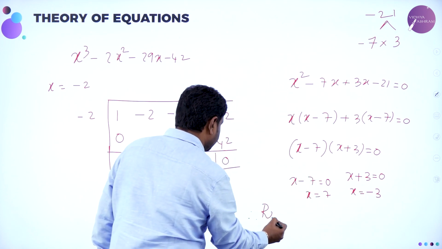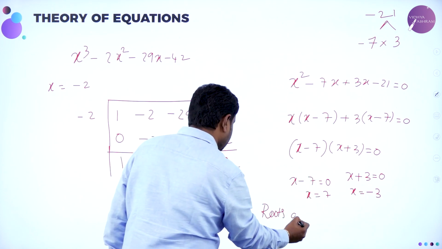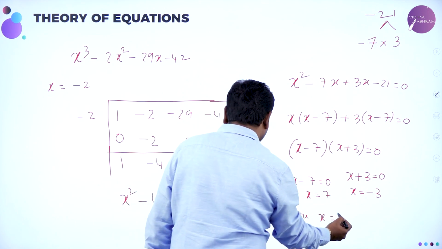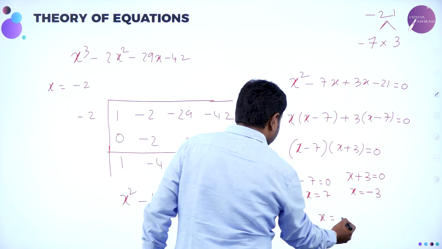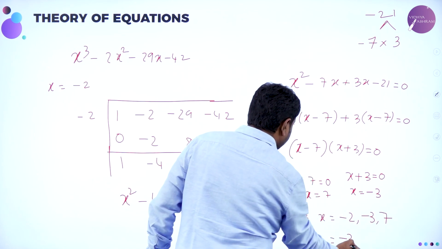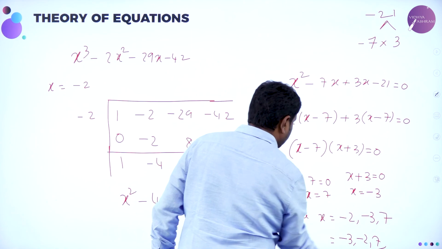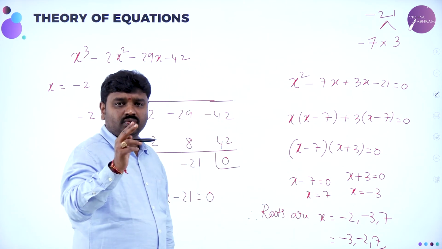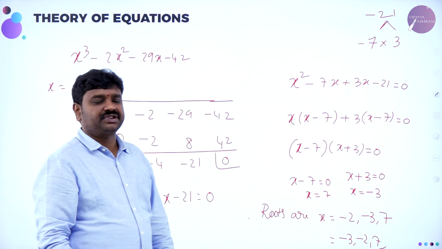Therefore, roots are x is equal to, what is the first root you got? Minus 2. This is by inspection. Now you got minus 3 and 7. In order, if you want to write, minus 3, minus 2, 7. These are the roots: by synthetic division 2 roots and 1 by inspection.